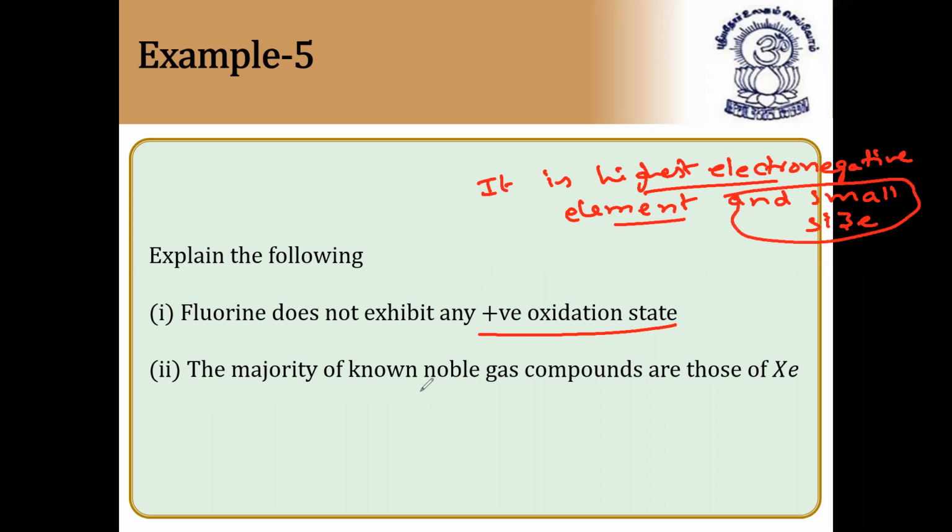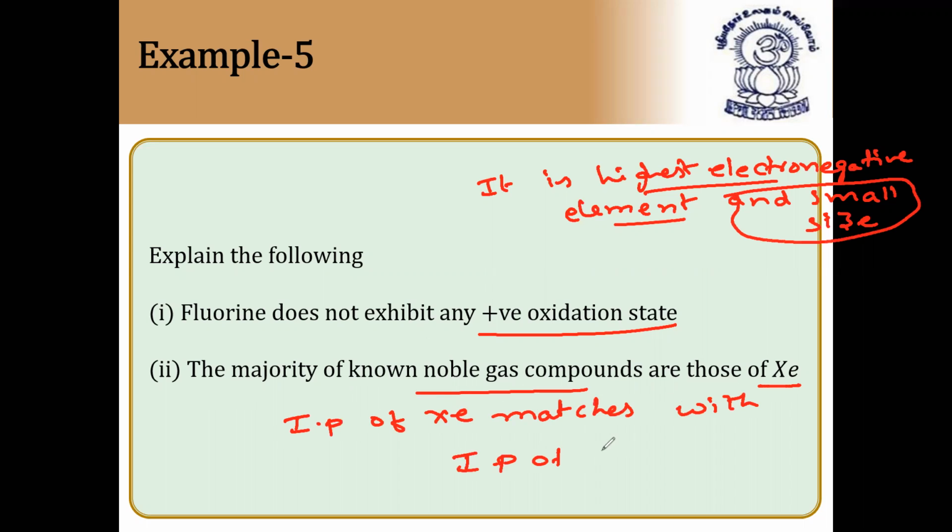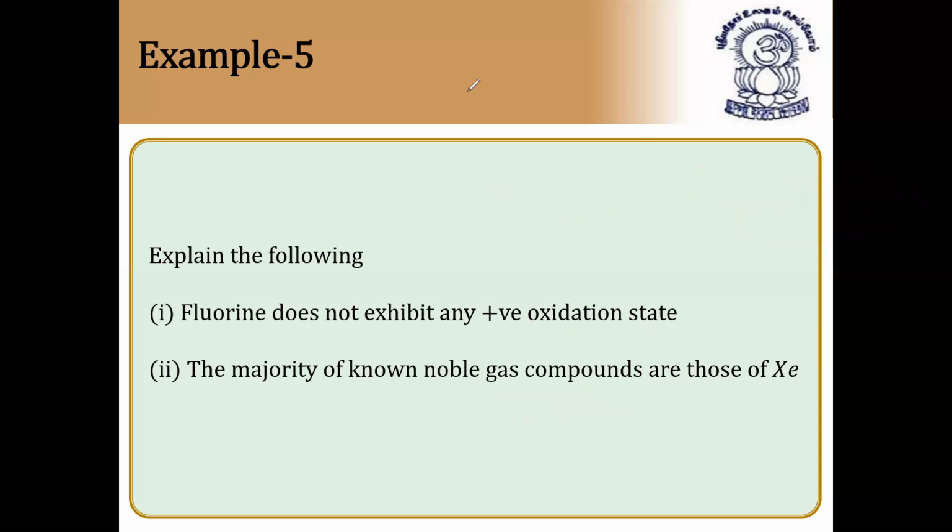The majority of known noble gas compounds are those of xenon. Why? Because the ionization potential of xenon matches with the ionization potential of oxygen gas, due to which it can form compounds. The remaining noble gases cannot form them. I hope it's clear. Next question.